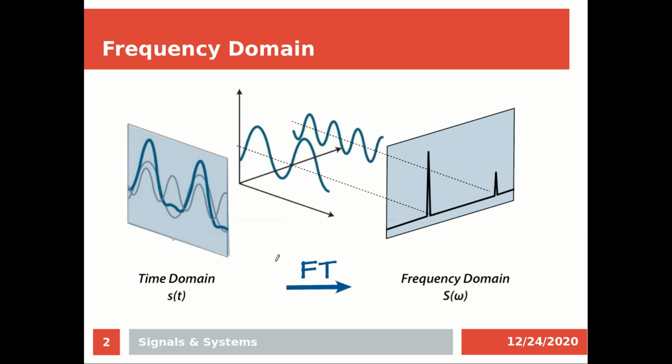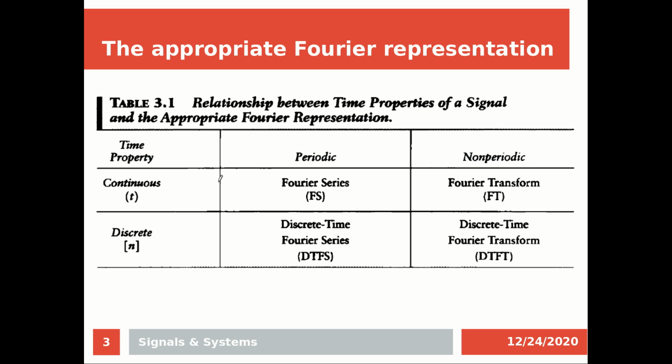To remember, we use the time domain as s of t. This is the time domain for the signal. We use the Fourier series or Fourier transformation to find the frequency domain. What is the frequency inside my signal? According to the property of the signal, which may be periodic or non-periodic, or which may be continuous or discrete time signal.